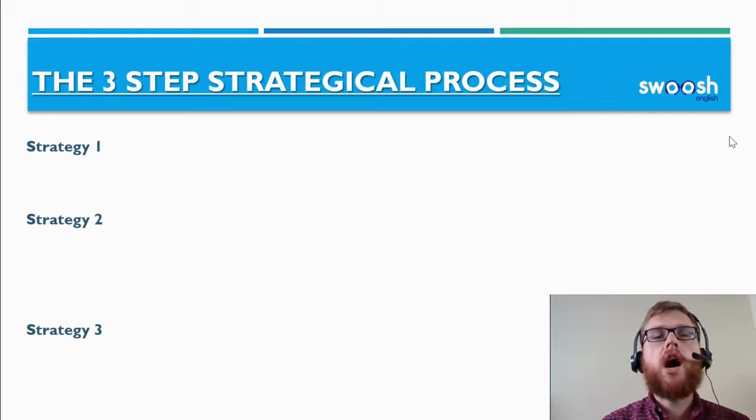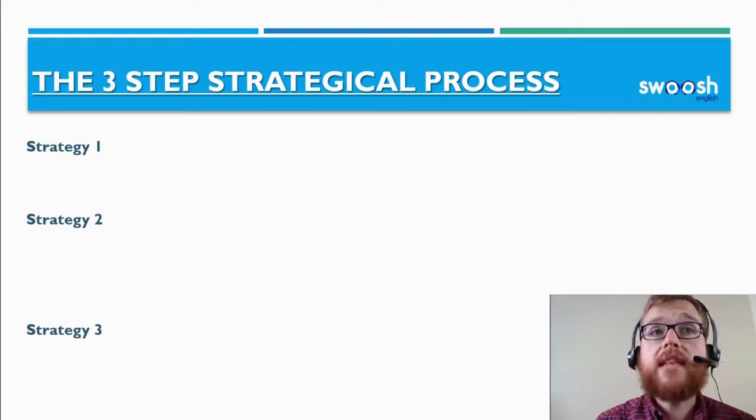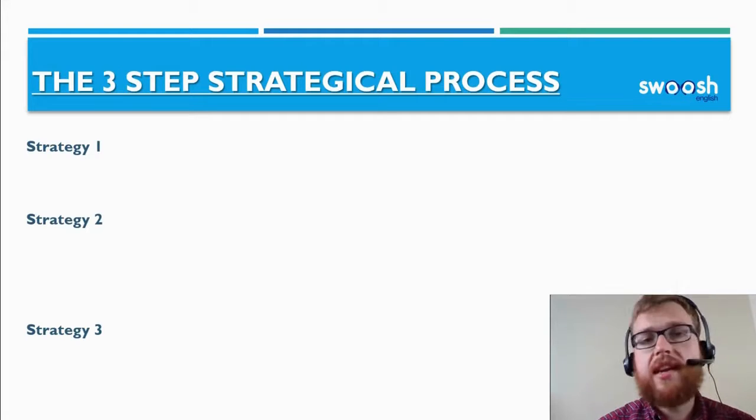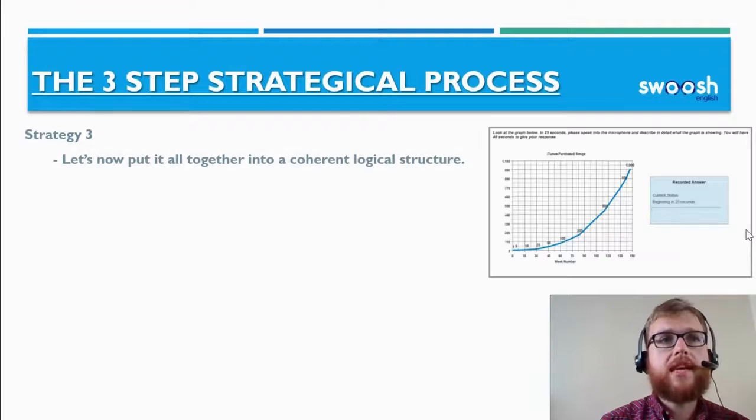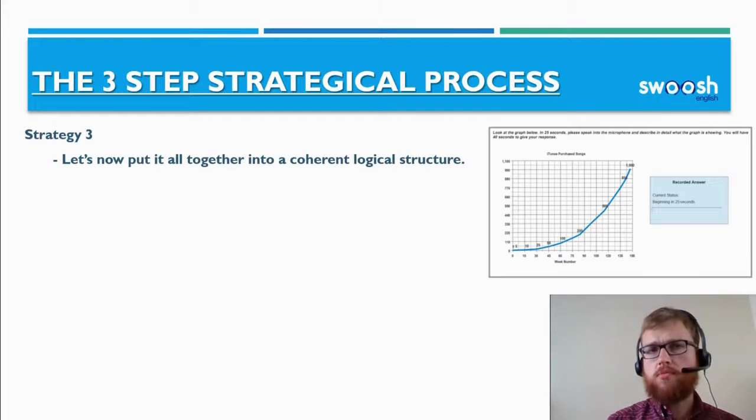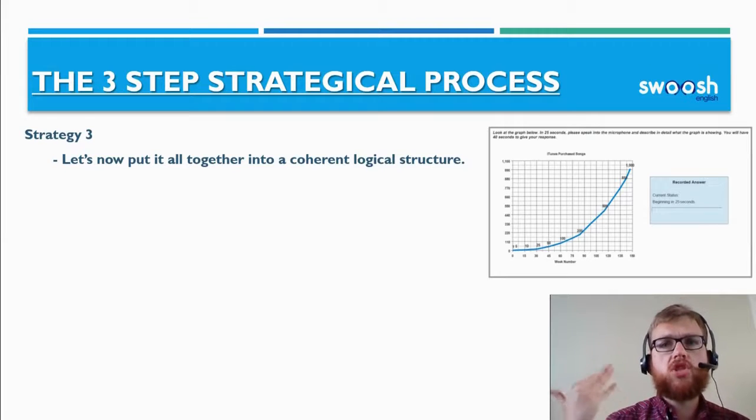So here is our three-step strategical process for the PTE describe image task. And let's have a look now at strategy 3. So we brainstormed our examples. We've got an idea about how we can talk about this chart. You've then thought about how we can incorporate some of the verbs and phrases into our response, and you've got an idea now about how you can talk about them. Now you need to think about how we can put them into a coherent and logical structure.